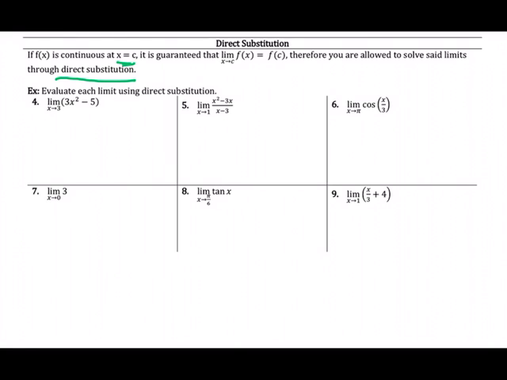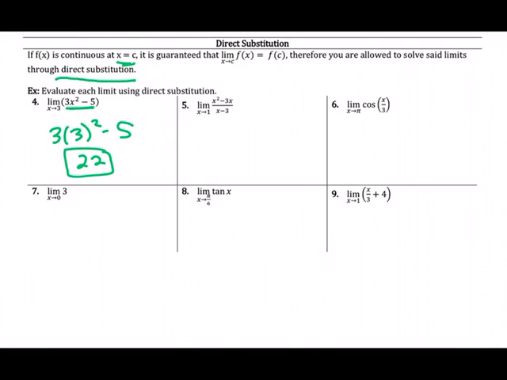So, for example, here on number 4, the limit as x approaches 3 of this quadratic is just going to be exactly the same as whatever you would get if you plugged in 3. So 3 times 3 squared minus 5, 3 times 3 squared, well, that's 3 times 9, 27, minus 5 is going to give you 22.